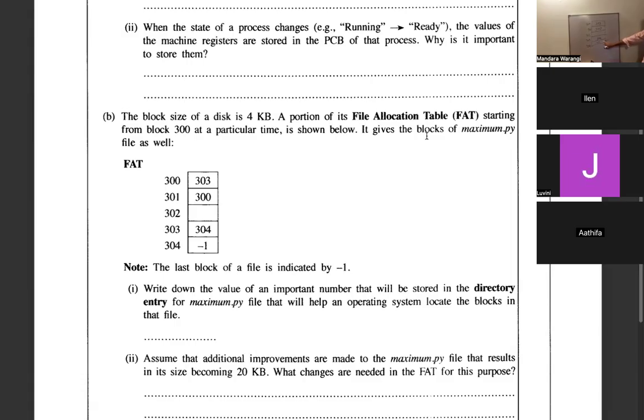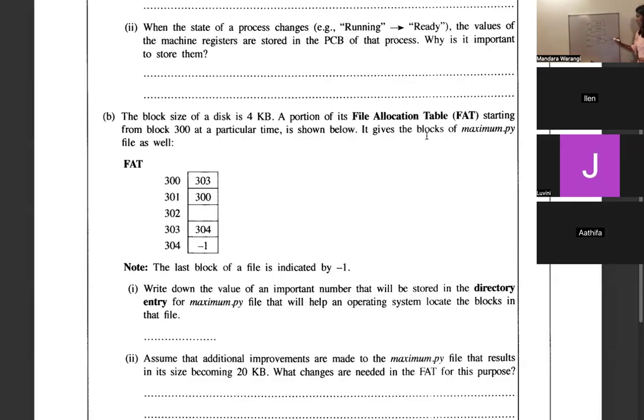It's the last block. Then the address of that block is 304. So the last block is -1, and the address of the -1 is 304. So there should be a link when you are accessing. So 304, where is 304 stored? Here. So the address of that is 303.